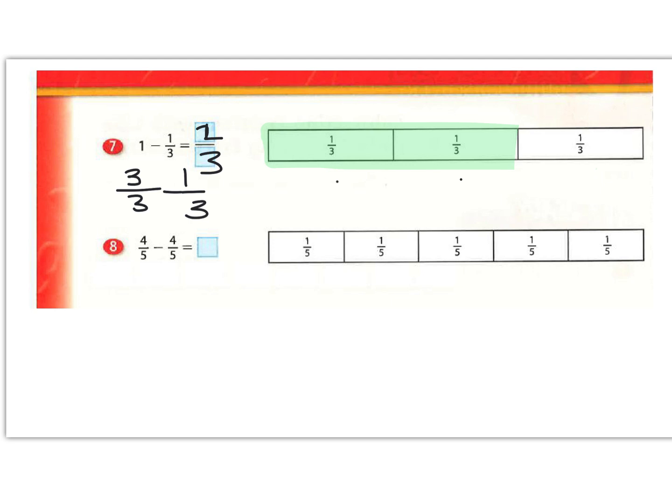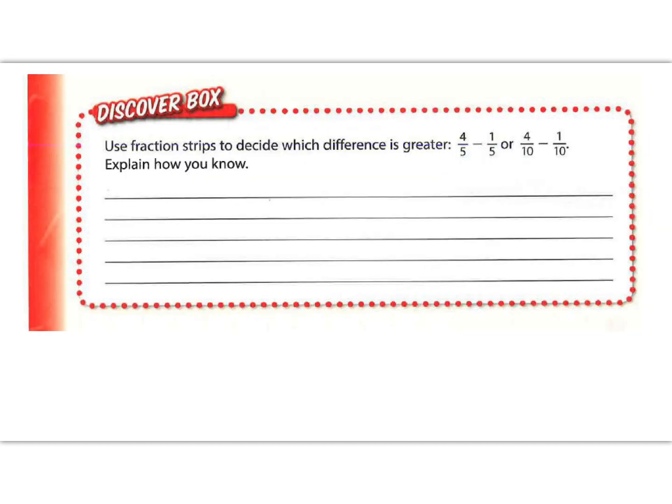And here we have 4/5. 1, 2, 3, 4. And then if we subtract 4/5, we're taking away all of it. So 4/5 minus 4/5 is 0.